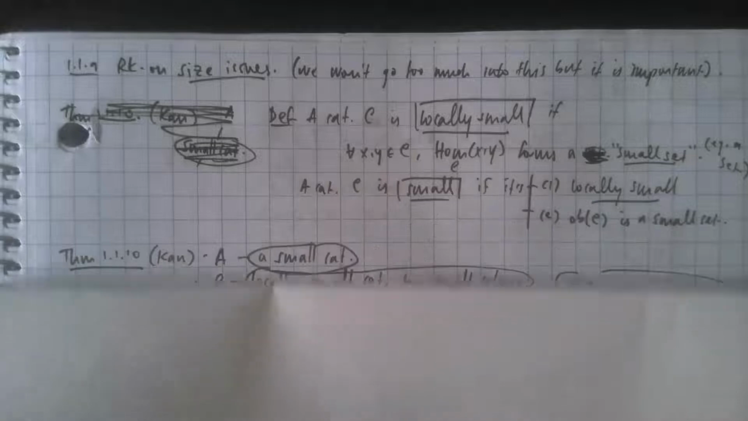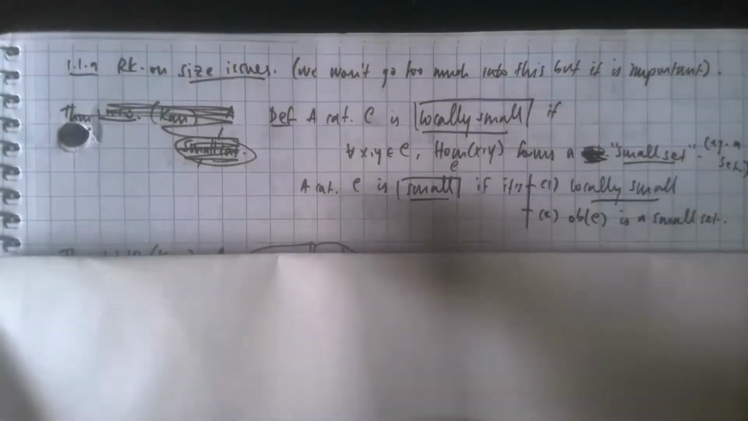You can read 1.1.9. I won't go into it because, first of all, I don't really fully understand the size issues, but I know that they're not such a big deal in the end. But it's worth knowing that they're there and probably reading about it. Maybe someone can give a talk about size issues at some point because it's kind of interesting. But they're usually fixed with things like universes, Grothendieck things, or assuming certain categories are small or locally small, whatever.